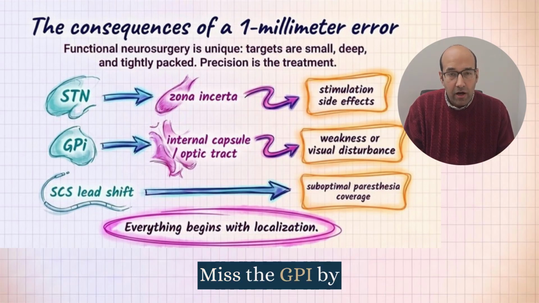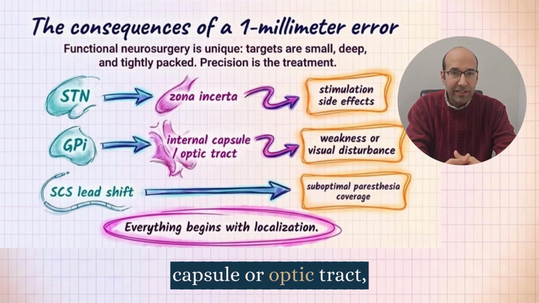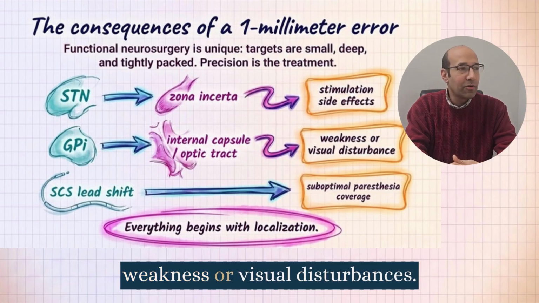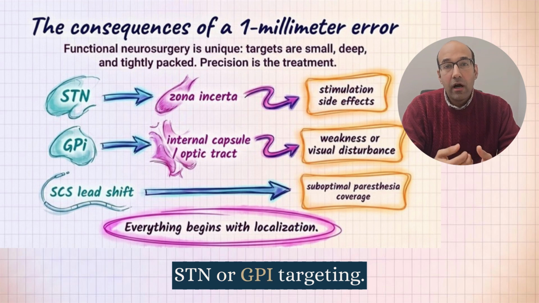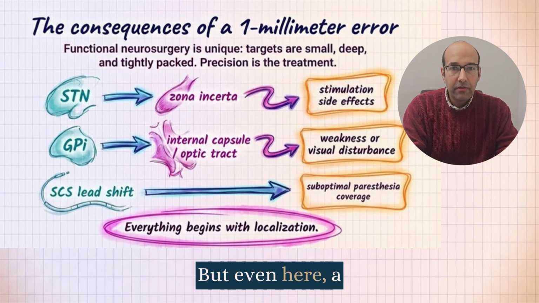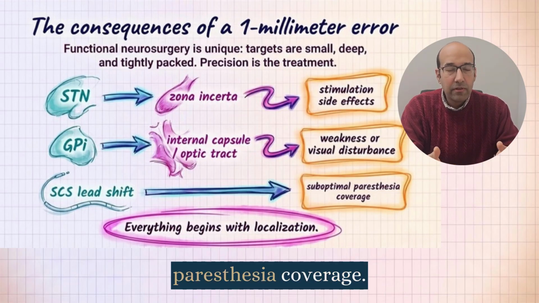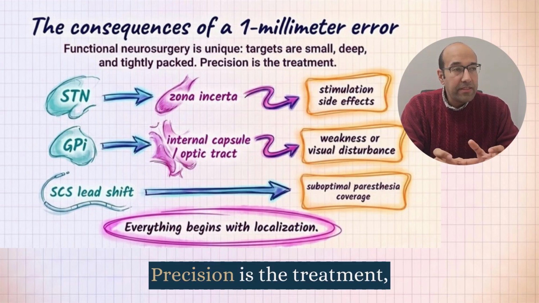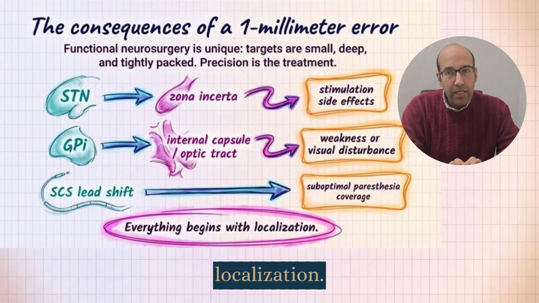Miss the GPi by a millimeter or two. You hit the internal capsule or optic tract. Weakness or visual disturbances. Spinal cord stimulation is generally more forgiving than STN or GPi targeting. But even here, a 1 millimeter lead shift can still lead to suboptimal paresthesia coverage. Precision is the treatment, and everything begins with localization.